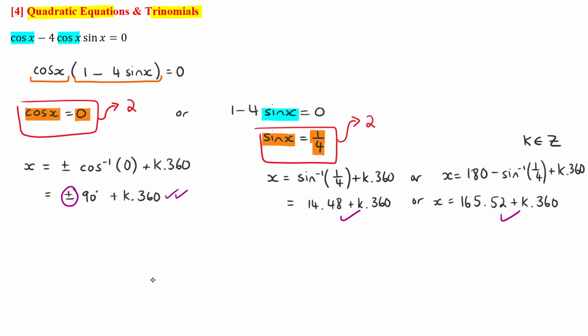So it was taking out that common factor, using this idea of making both factors equal to 0, which we call the zero product law, and then solving it like any other equation.